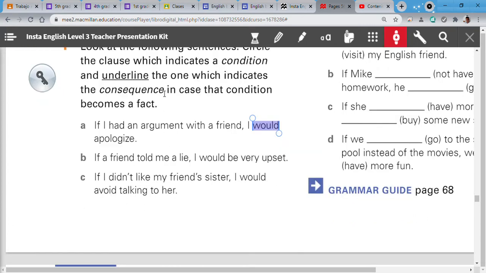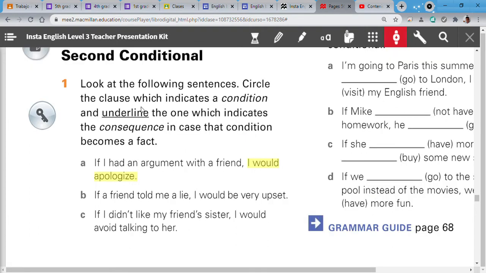Underline the one which indicates the consequence. So this is the consequence. And the first part says circle the clause which indicates a condition. Teacher, how do you identify it? Here, the clause. If. Okay, if. But in that case, for example, this is all the clause. The first part, the part that is if, is called the if clause. Okay, check.